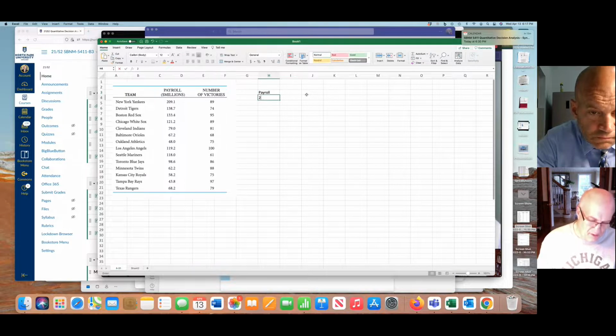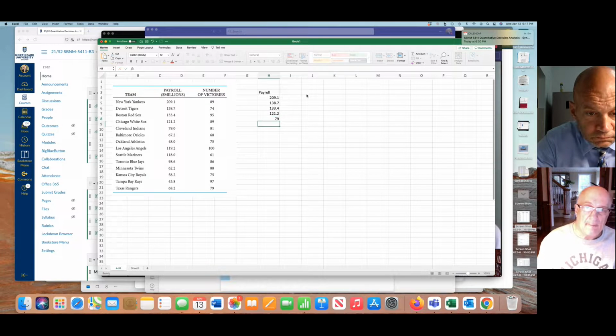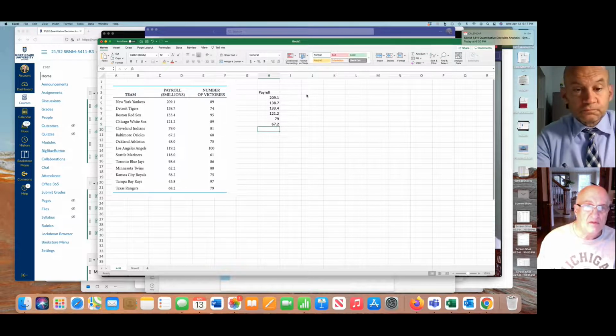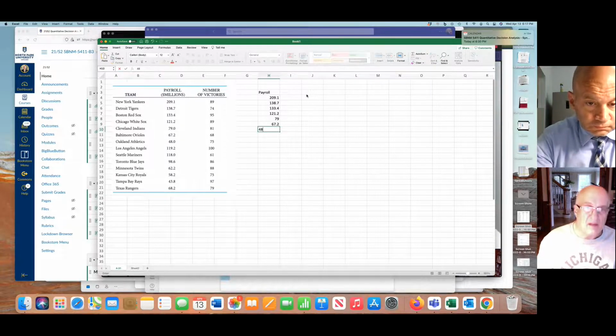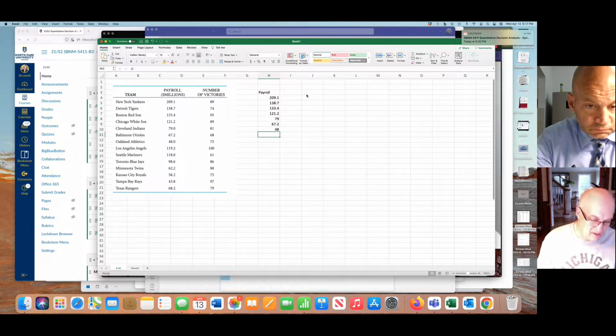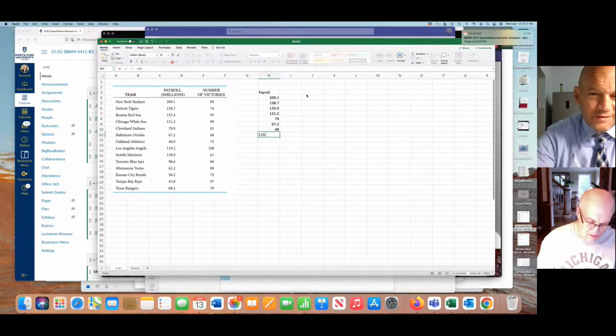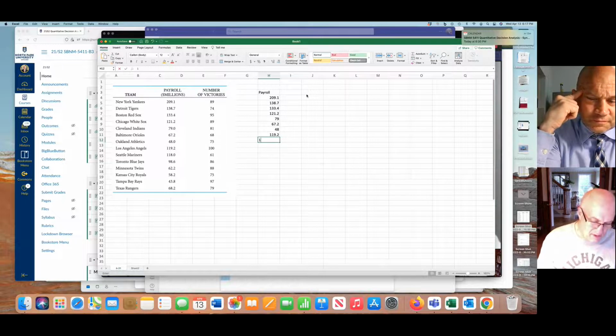And I'm going to enter these numbers: 209.1, 138.7, 133.4, 121.2, 79, 67.2, 48. Everybody says data analysis is sexy. It's not sexy when you're doing this. And if you're entering hundreds of numbers, well, sure. Now most of the time you're just getting it off a computer.